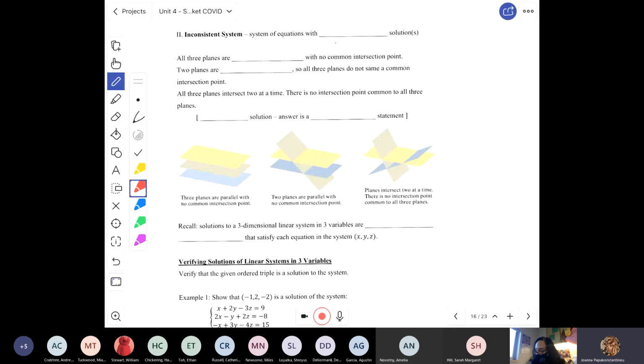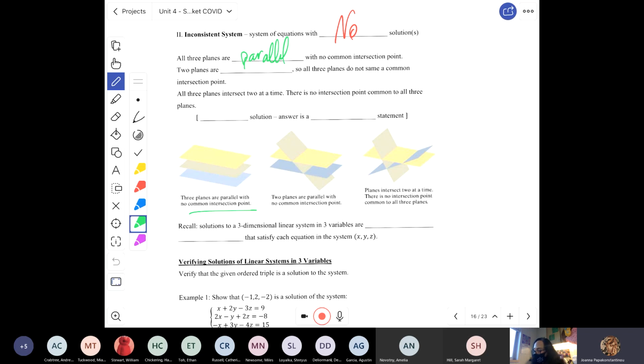No solutions. No solution for an inconsistent system. So let's think about how those three planes can be related in three space for there to be no solution. Well, all three planes can be parallel, right? Here, these three planes are parallel. They never cross, so there's no solution.